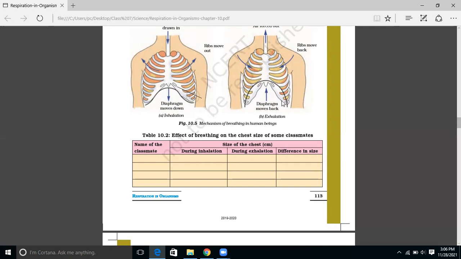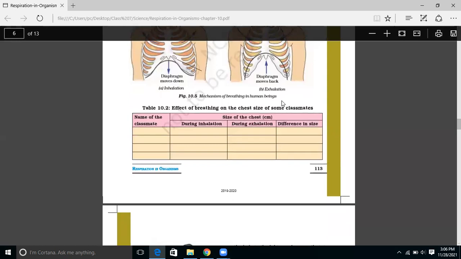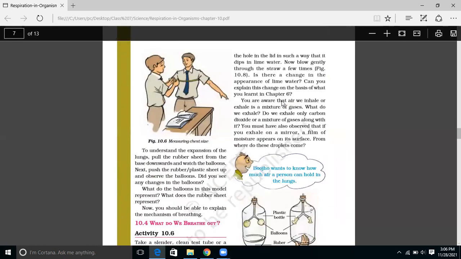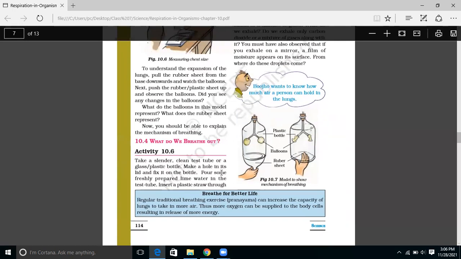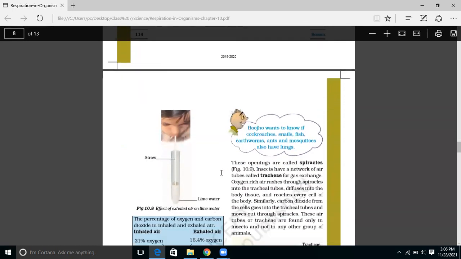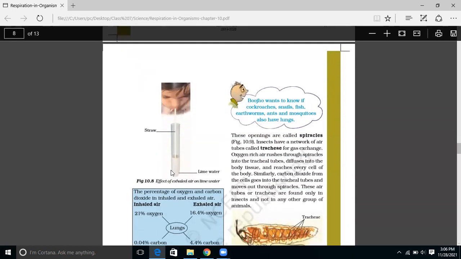Then we also saw the effect of the chest size during inhalation and exhalation, and we took the difference. Then we saw that we breathe out carbon dioxide. We performed an activity which showed that lime water turned milky.